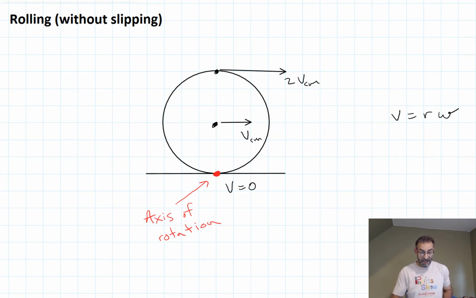So we have an object here that's rotating. Every point on that rigid object has the same omega. But the farther away you are from the axis of rotation, the faster your linear speed has to be to keep up, to cover a bigger distance in the same amount of time. So this is rolling without slipping.